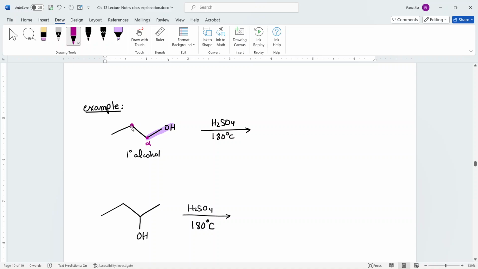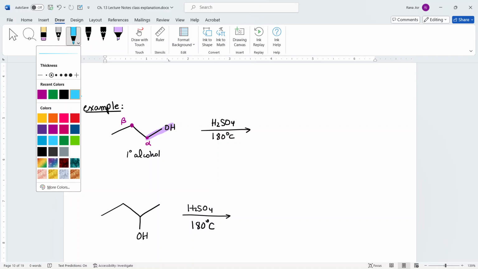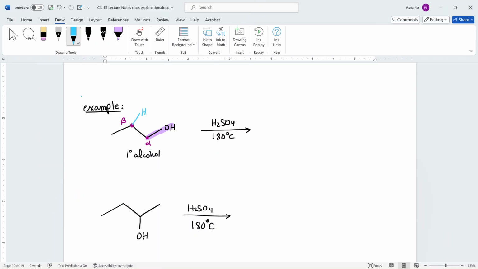Now, adjacent to the alpha, there's the beta carbon. So please start by locating your alpha and your beta carbon in there. From the beta carbon, I want my beta hydrogen. Here I have two beta hydrogens. I'm just going to use only one. You're not going to use two because these two beta hydrogens are the same. So we're just going to pick one.